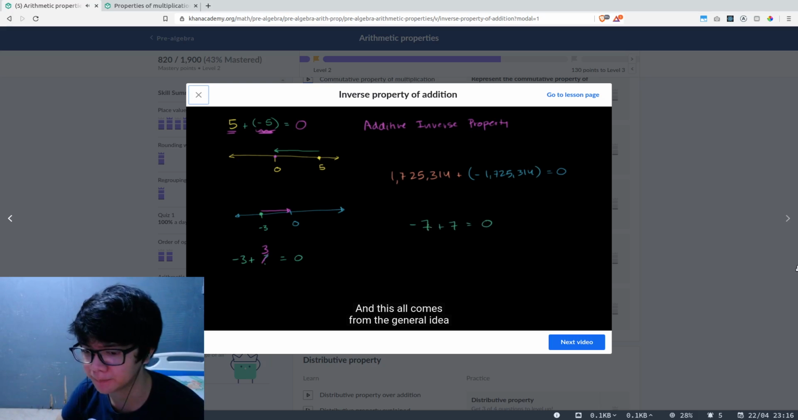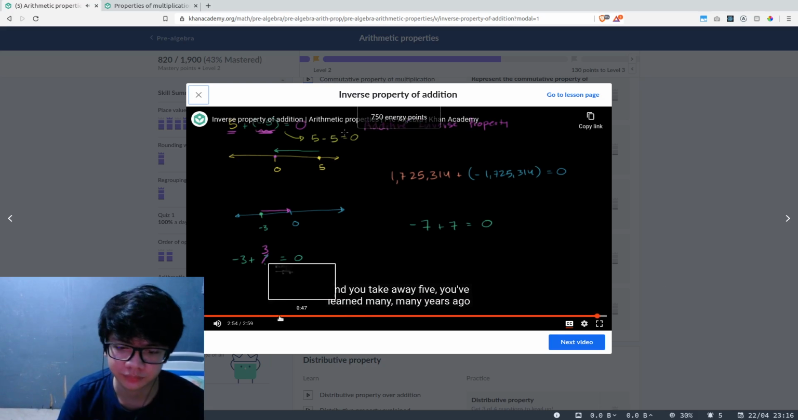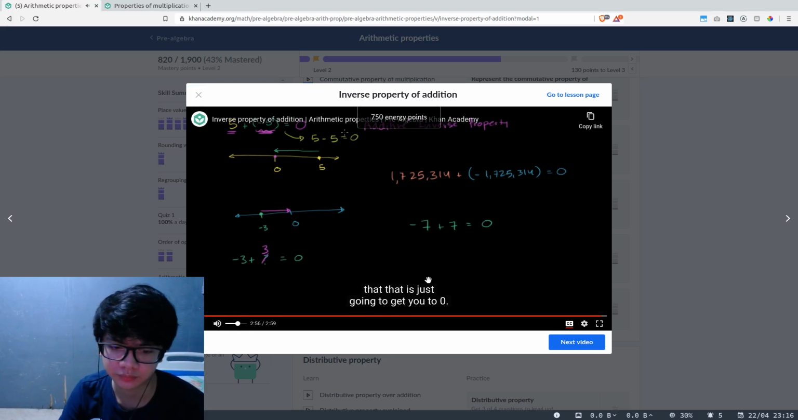And this all comes from the general idea: 5 plus negative 5, 5 plus the negative of 5, or 5 plus the additive inverse of 5, you can just view this as another way of writing 5 minus 5. And if you have 5 of something and you take away 5, you've learned many, many years ago that that is just going to get you to 0.